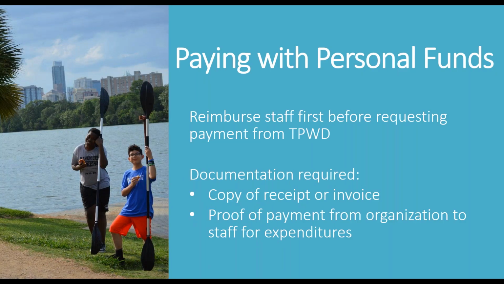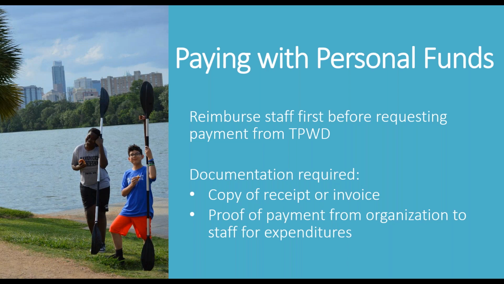All right, a few more different types of payments, and then we'll move on to actually showing you how to submit the reimbursement request. So if you're paying with personnel funds or personal funds, so employees and volunteers may purchase items that are located on the approved budget and be reimbursed for those expenses. We have to ensure that everything is routed through the awarded entity. So the grant sponsor must pay those individuals first, then seek reimbursement from TPWD for those expenses.